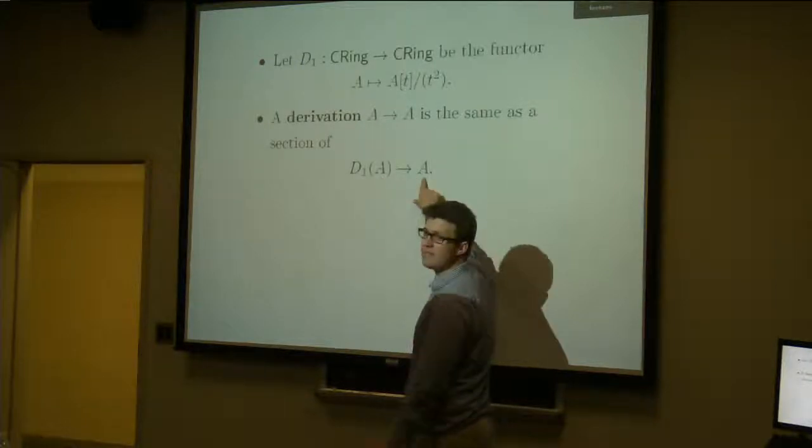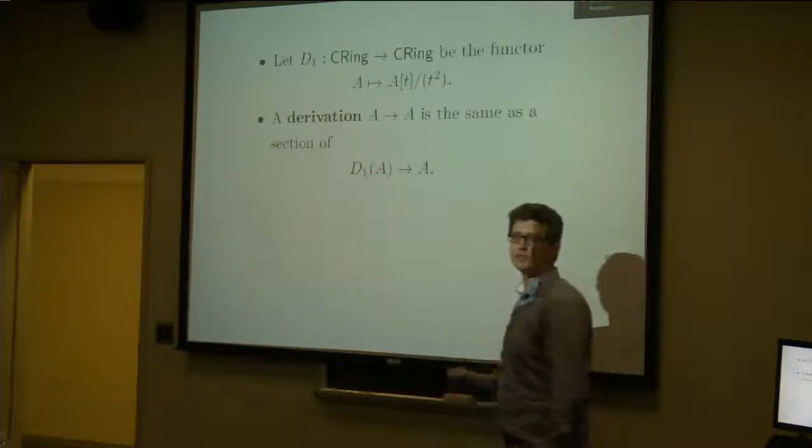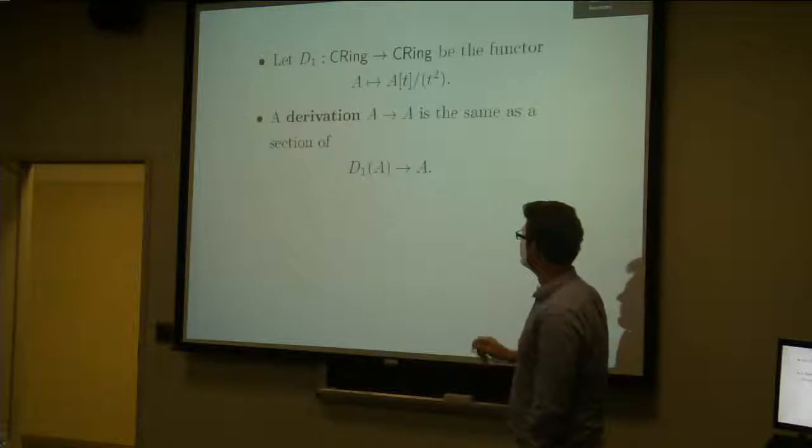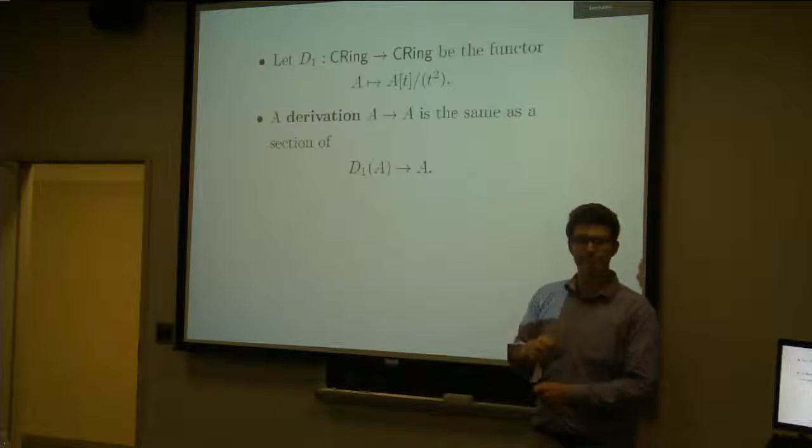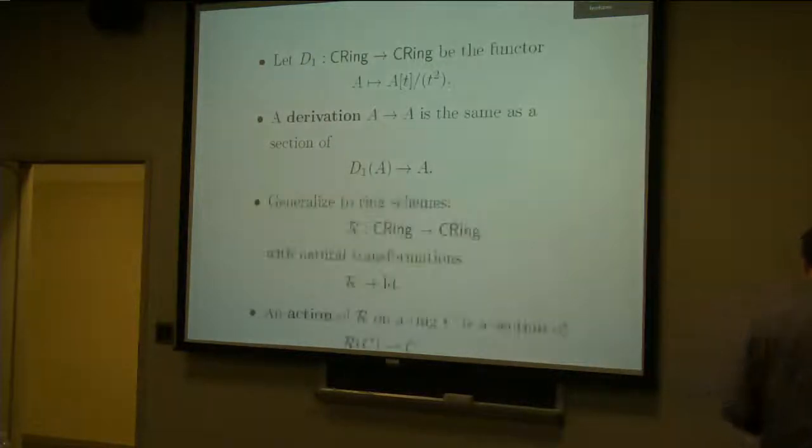So you can mod out by t here and take a section here. Taking a section of this is the same thing as giving a derivation on your ring A.